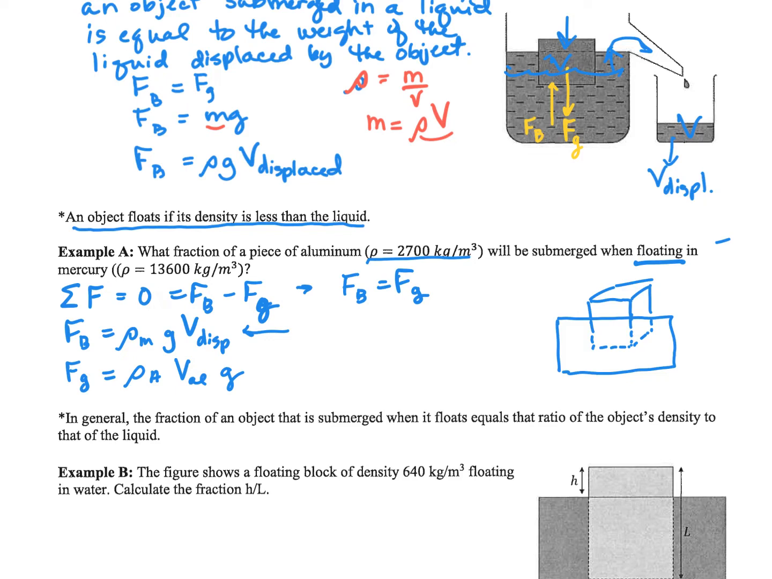Okay. So let's see what we can do here. What are we going to need to know? To know what percentage, what fraction it is, we're going to need to know how much of it's submerged. So this is h submerged versus the entire height of the aluminum, right?